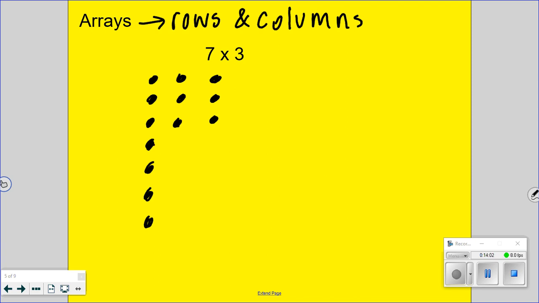With an array, it's very important that we keep our rows and columns neat, especially when we're making large arrays. It's very easy to get off count. All right, is there a reason your pencil's not in your hand, friend? I still have 7 groups of 3. I've just arranged them a little bit differently. Could my array look like this?